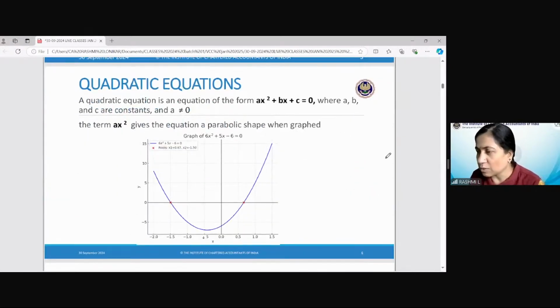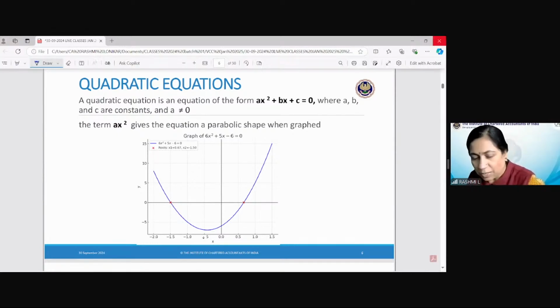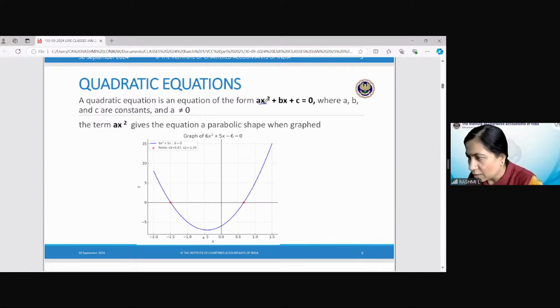Now let us come to what is a quadratic equation. A quadratic equation is an equation in the form of ax square plus bx plus c. As you can see over here, x is raised to 2, and that is the maximum power of x, so we say it's a quadratic equation. Here a, b, c are constants. They may have a value or may be represented by an alphabet, but what is to be understood is that x is the variable and a, b, c are constants. And importantly, a is not equal to 0.